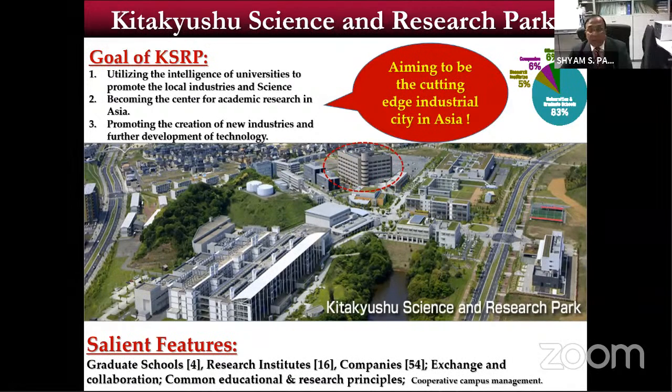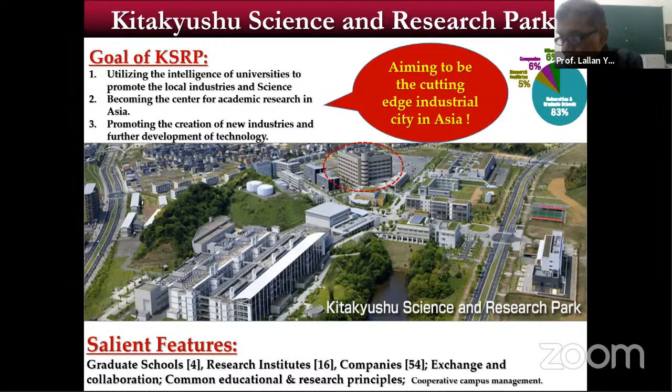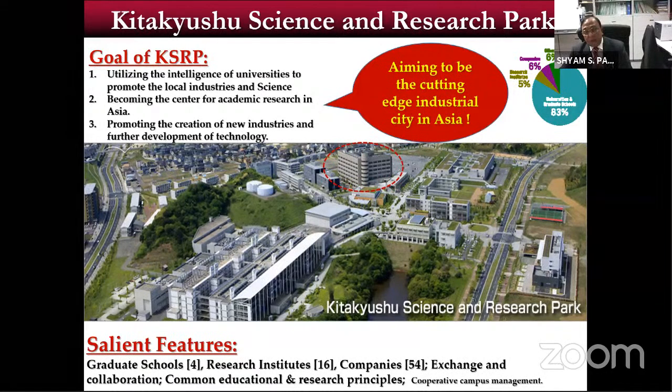And in our Science and Research Park, we have 4 graduate schools, 16 research institutes, 54 companies, exchange and collaboration, and a common educational research principle. It means that from any of these universities, students can take classes to complete their credits from any of the universities. So this is a common curriculum.